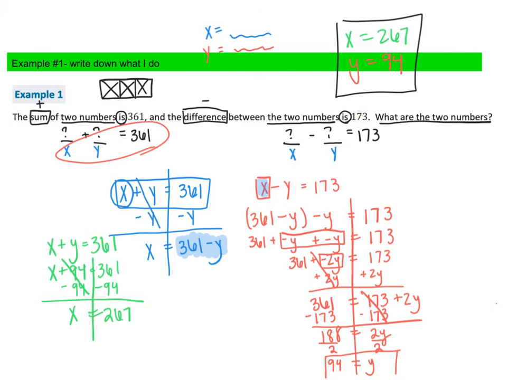If I do 267 minus 94, does it equal 173? It does. So this is my correct answer here. And that's how you use substitution to do it. All right, we're going to go ahead and move on to our next example.